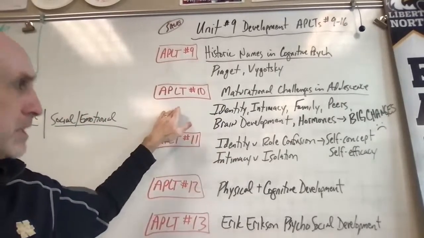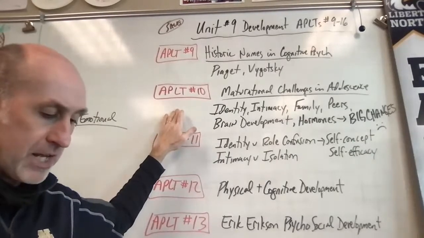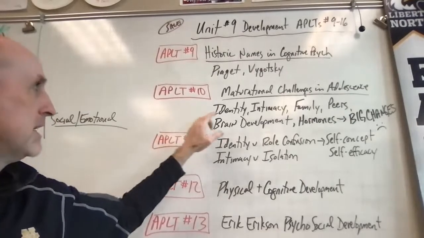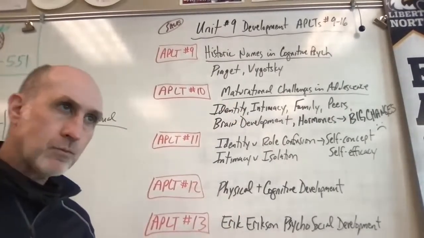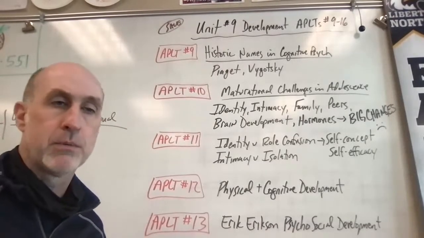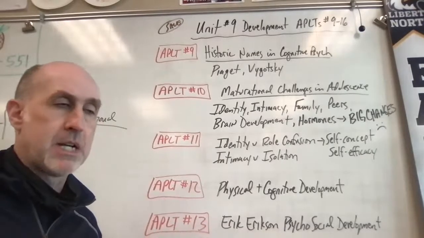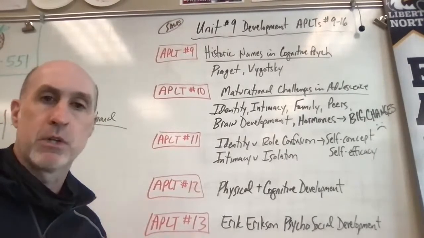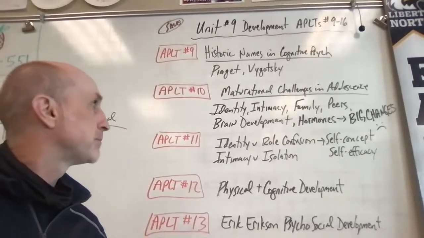AP Learning Target number 10: discuss maturational challenges in adolescence, including related family conflicts. Maturation means biological growth, pre-programmed growth. Development is just any change over time. Maturation are specifically the biological pre-programmed ones that generally happen in critical periods. So that's what we're looking at here.